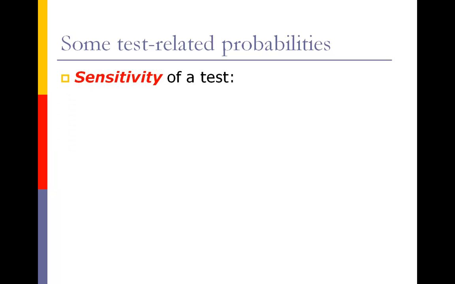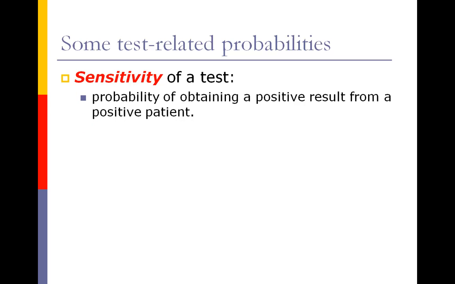For instance, the sensitivity of a test is the probability of obtaining a positive result from a positive patient. So if a patient actually has a condition, whatever the condition is, and we run a test on this patient, will in fact the test tell us that the patient is positive? Will the test reveal that the patient actually has a problem? So this probability is called the sensitivity of a test. It tells us how sensitive the test is to the presence of a condition.